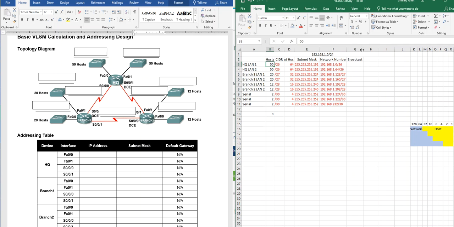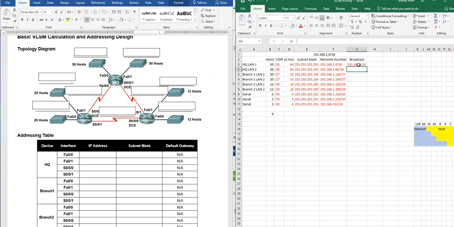Now, your broadcast number is your last available number in the subnet. So if your network number is your first available number, your broadcast is the very last. So if you determine all your network numbers, then you can just drop one below to get your broadcast. So the broadcast in this scenario would be 192.168.1.63 because that is the last number available before it reaches the next subnet.